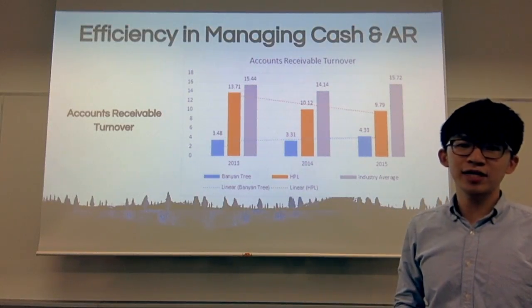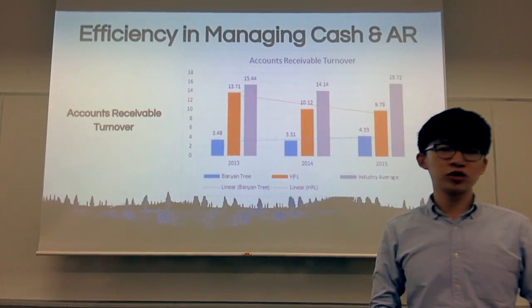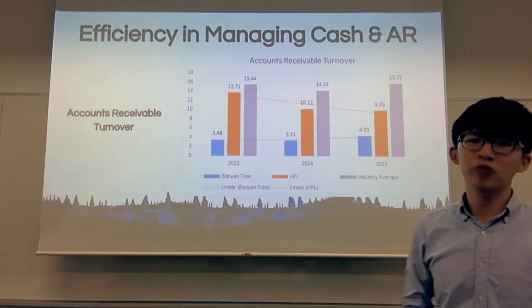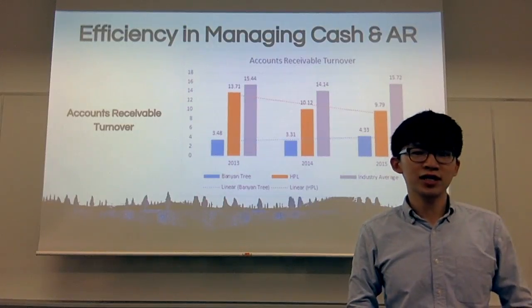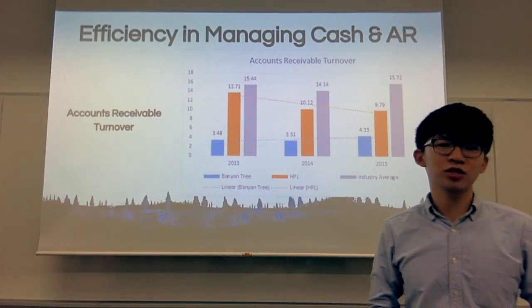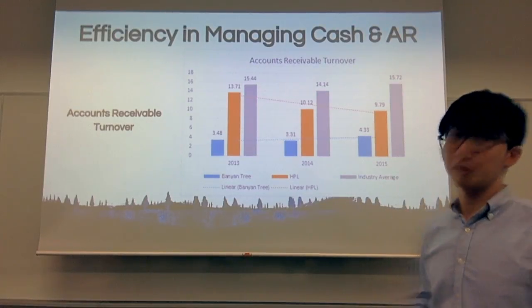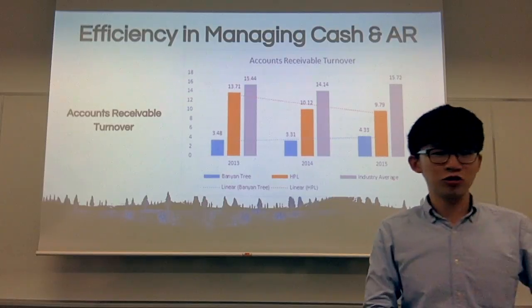Now let us move on to look at accounts receivable. From the graph, we can see that the ratios for both companies are lower than that of the industry average, especially Banyan Tree. We can deduce that Banyan Tree may be giving out too much credit to its customers, or that the customers are taking too long to pay. To solve this problem, Banyan Tree can rework and tighten its credit policies and encourage creditors to pay at a faster rate by providing purchase discounts. Now I'll move on to Priscilla.